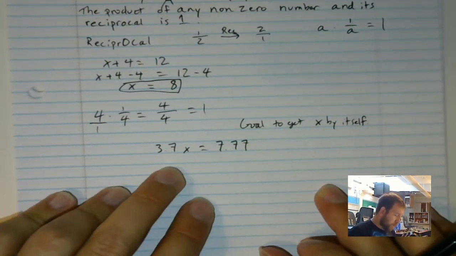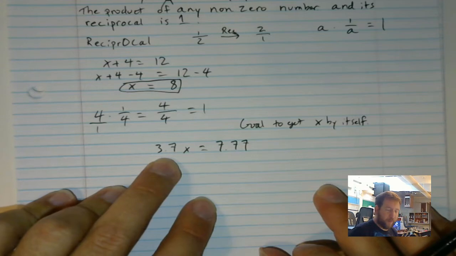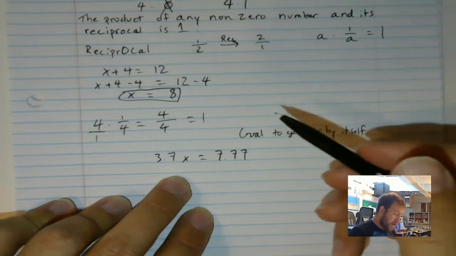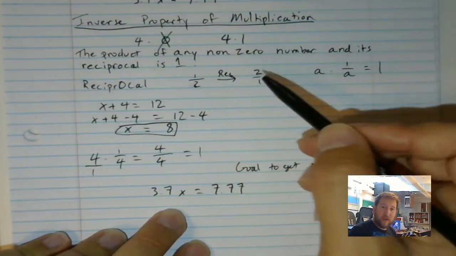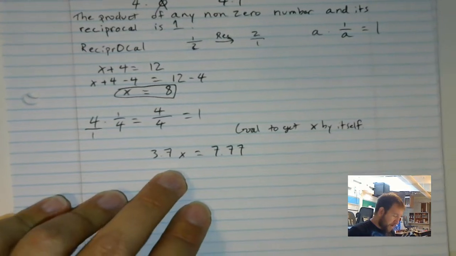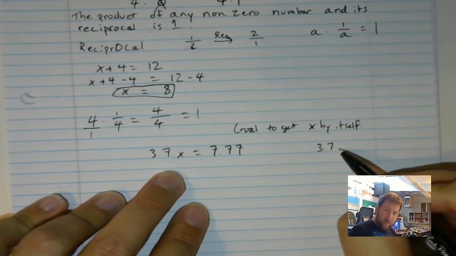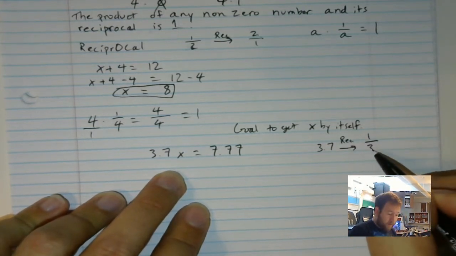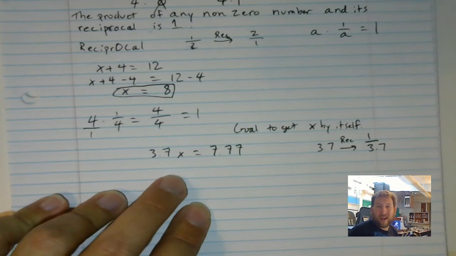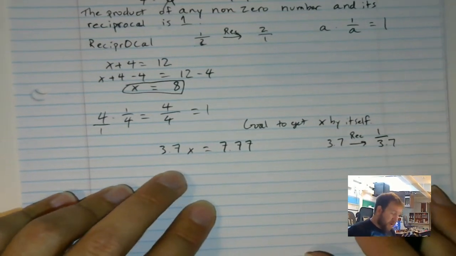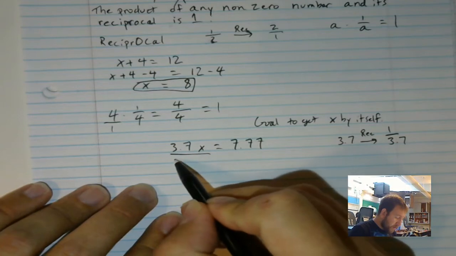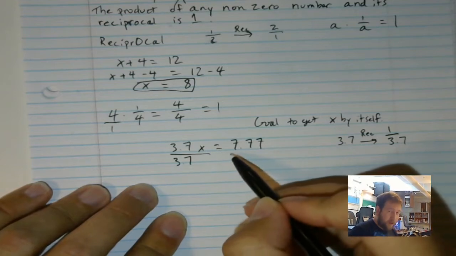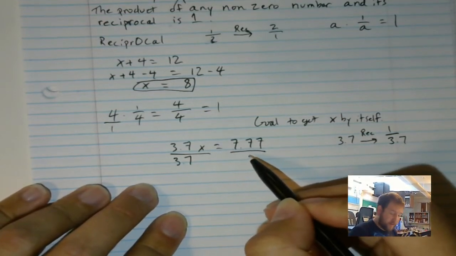Alright, so what is the reciprocal of 3.7? Well, all I need to do to take the reciprocal is just flip my numerator and denominator. So if 3.7 is the number, and I'm going to take the reciprocal of it, it's just going to be 1/3.7, which is kind of like dividing by 3.7. So what I'm going to do is I'm going to divide this whole side by 3.7. Now if I divide this side by 3.7, you know what I'm going to have to do. I'm going to have to divide this side by 3.7 as well.